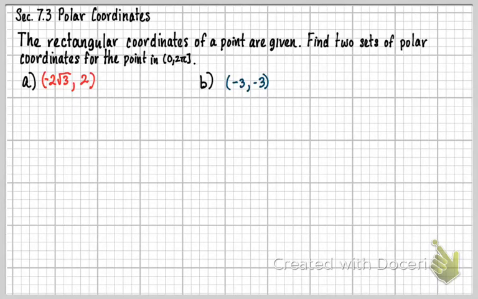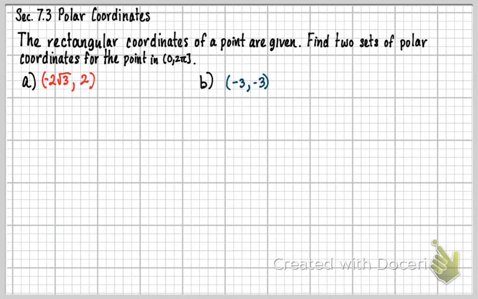The rectangular coordinates of a point are given. Find two sets of polar coordinates for the point in 0 to 2 pi. So what we have here are rectangular coordinates, and what we're going to do is take these and turn them into polar coordinates.